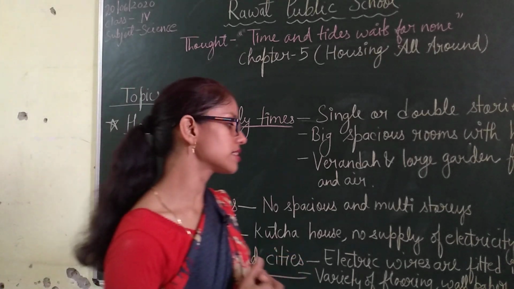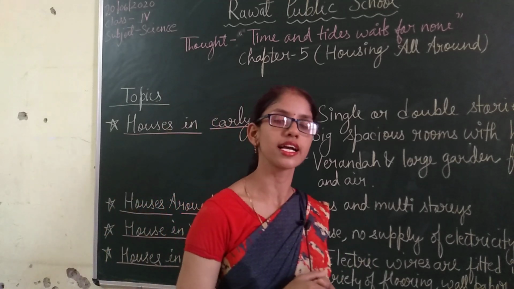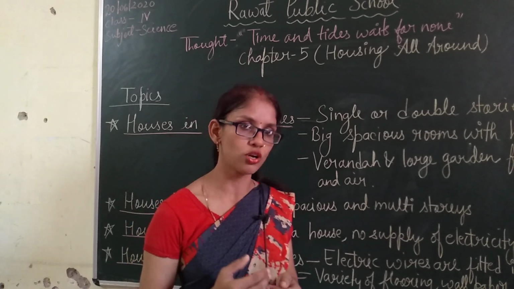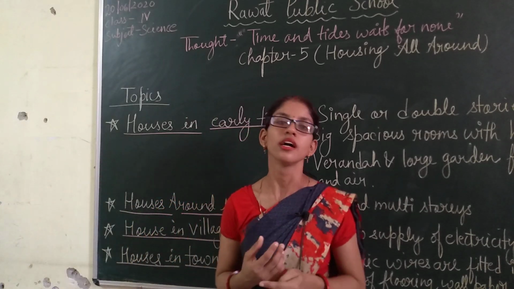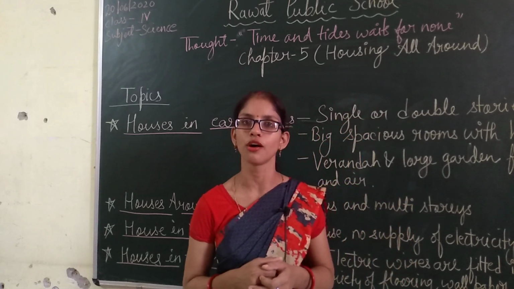And houses in cities, earlier what type of houses were there? The fitting of the electric wire was external, but nowadays it is fitted internally inside the walls. A variety of tiles, floors and wallpapers are available, and modular kitchens are also formed nowadays.